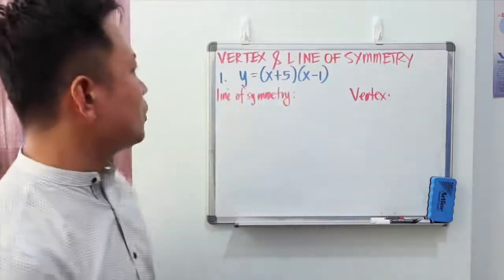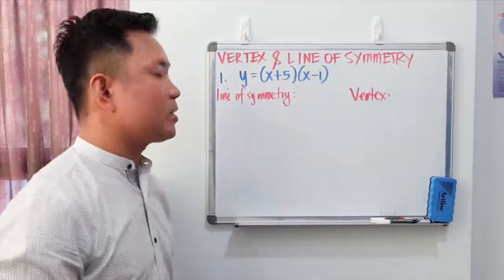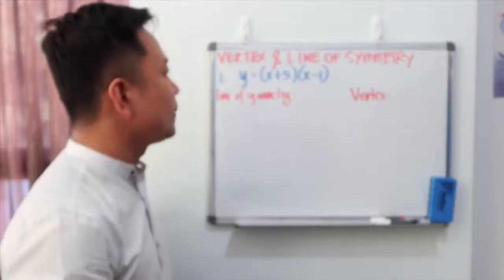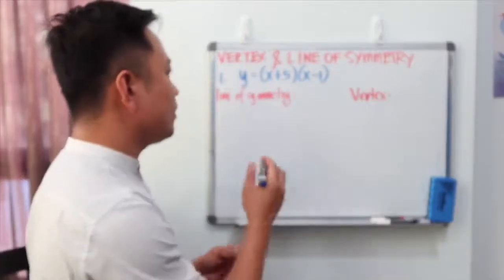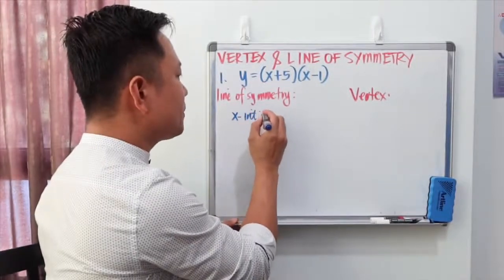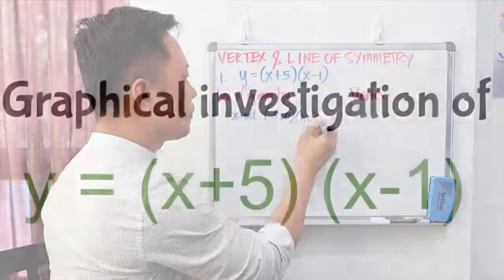We have y is equal to (x + 5)(x - 1). So this quadratic function is in factored form, so that means we can easily get the x-intercepts. The x-intercepts are (-5, 0) and (1, 0).